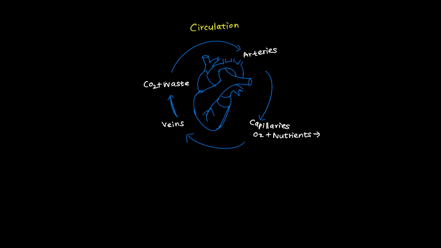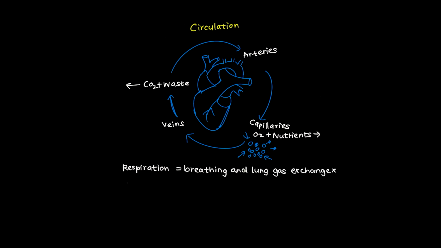Every cell depends on this flow to get oxygen and fuel and to dump carbon dioxide and other waste. Respiration is specifically breathing and gas exchange in the lungs. It's part of the process, but not the whole picture. Digestion is breaking down food in your gut. Filtration is removing waste from blood, mainly in the kidneys. None of these describe the overall movement of blood.